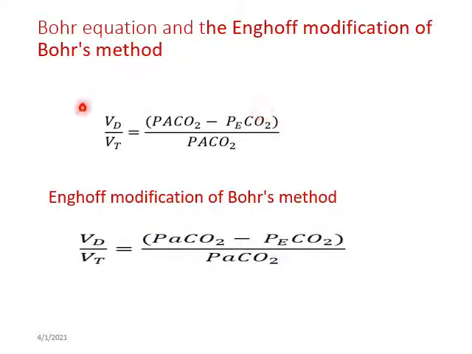So this is the original equation, as you can see, and this is the modified equation. You can see that the alveolar CO2 was replaced by arterial CO2, or the partial pressure of CO2 in the arterial blood.